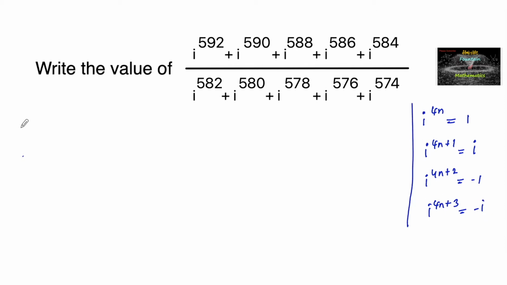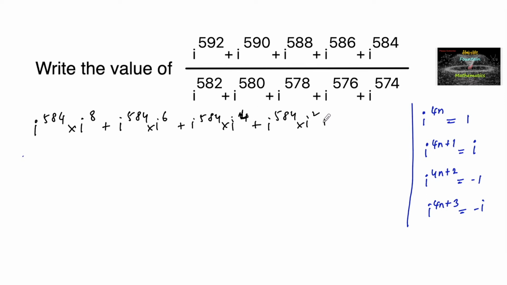Now in this problem, i to the power of 592, 590 and so on up to 584, the smallest power we can take out as common is i to the power of 584. So i to the power of 592, we can write as 584 plus 8. Let me write one more step. i to the power of 584 into i to the power of 8, plus i to the power of 584 into i to the power of 6, plus i to the power of 584 into i to the power of 4, plus i to the power of 584 into i to the power of 2, plus i to the power of 584 in the numerator.